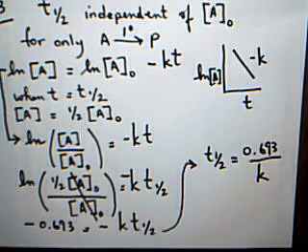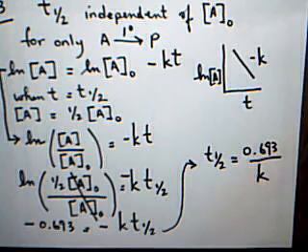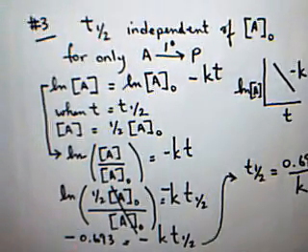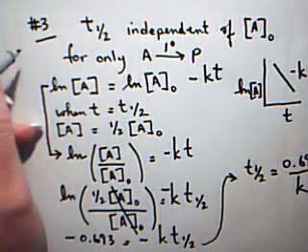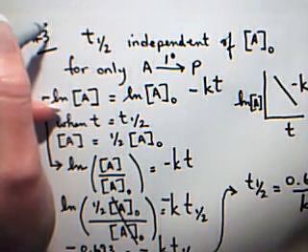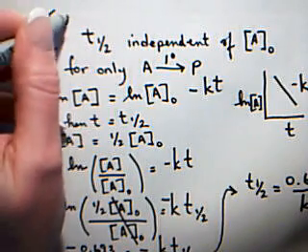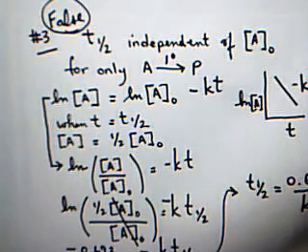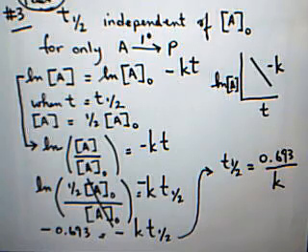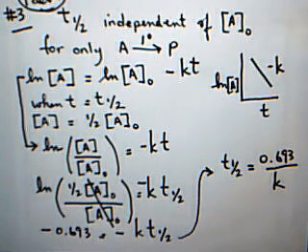And so if we go back to number 3 and read it again, it says, if the half-life of a reactant is independent of its initial concentration, the reaction order is 0, true or false? Well, number 3 is false. It's not 0 order. It has to be first order. Okay, let's stop it there and we'll do number 4 next.